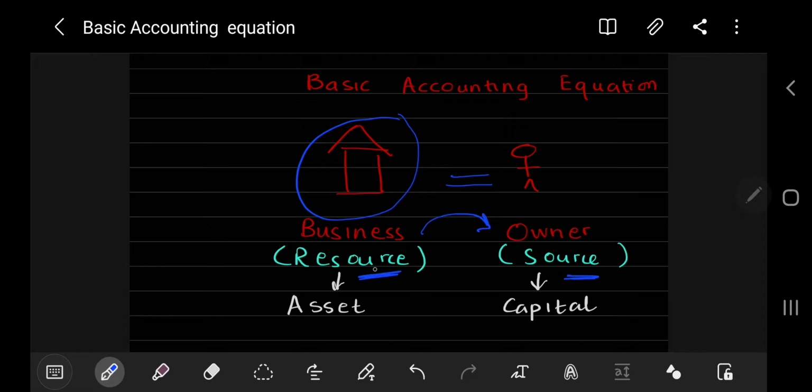Whatever the resources of this business, we call them assets, while the person who gives the resource to the business is known as the capital. So in order to be capital, that resource should definitely be given by the owner.